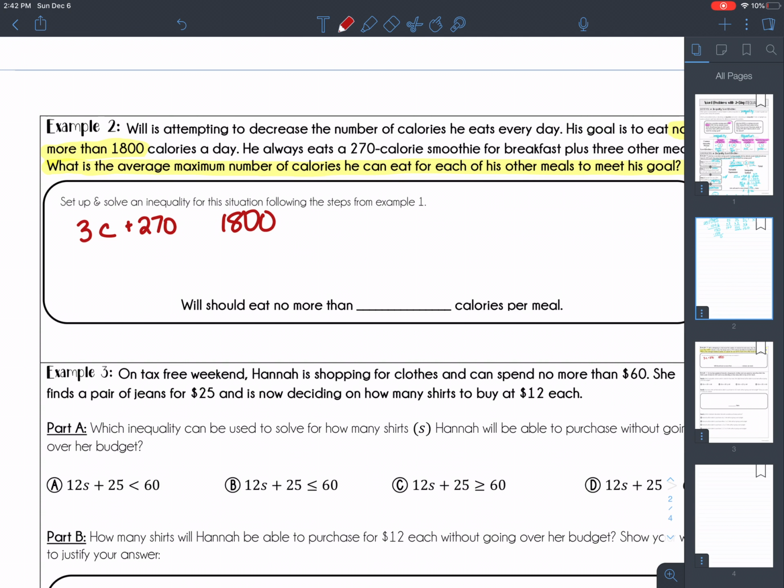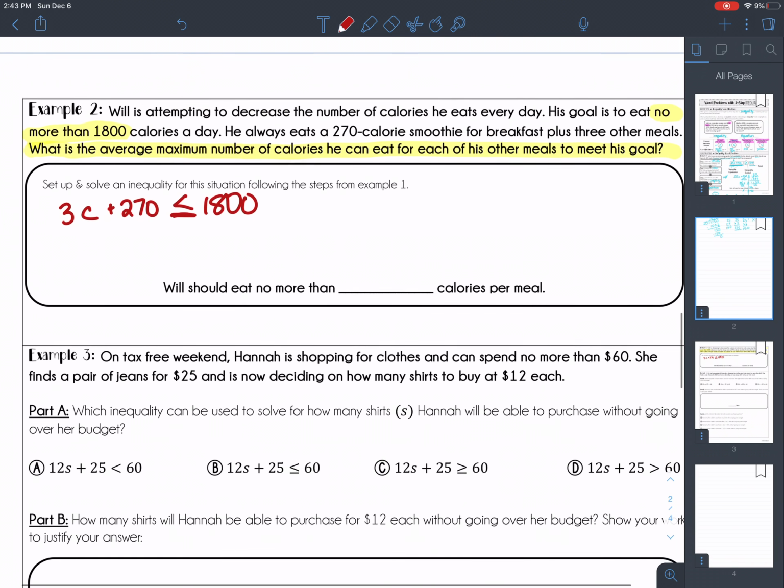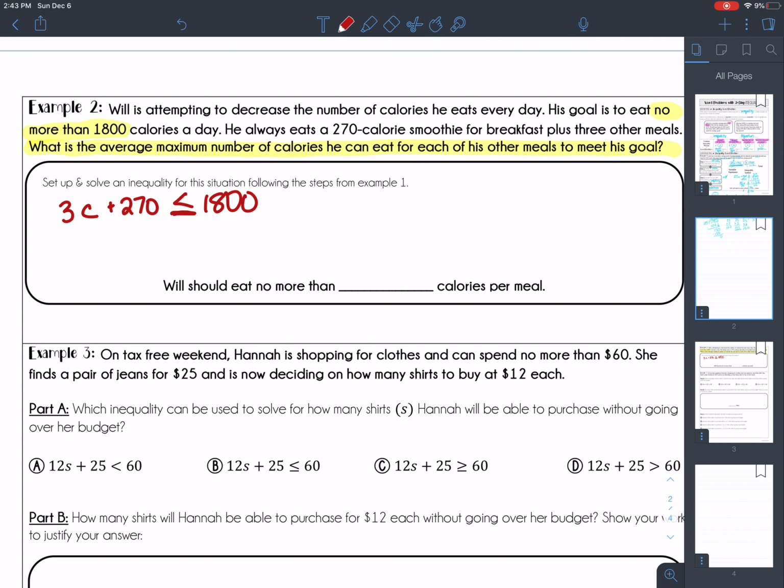We want our calories for the day. These are our calories for the day. Do we want those to be less or more than 1,800? We know it needs to be smaller than 1,800, so we're going to have the small side facing our calories for the day. Or he can eat exactly 1,800. So we're going to include the line underneath because it says no more than. That means it can't exceed that, but it could be exactly that.